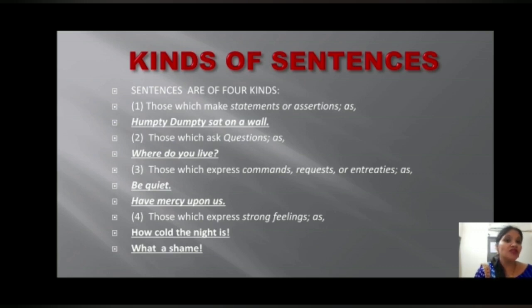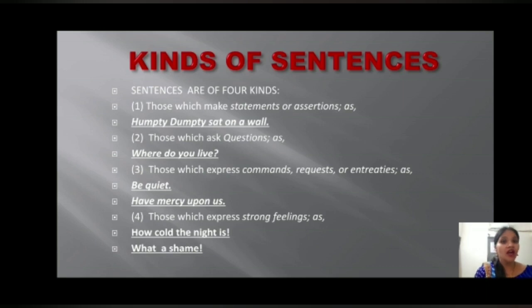Third, those which express command, request or entreaty. The third sentence is that which expresses command. When you command someone, when you order something, or when you request. When you command, you will say, be quiet, shut your mouth, don't talk. And when you request, you will say, please give this to me, have mercy upon us, don't disturb anyone, something like that.